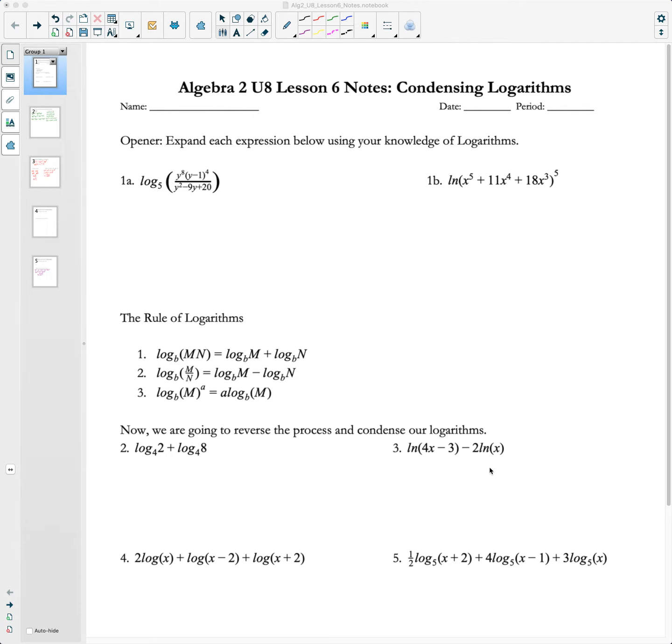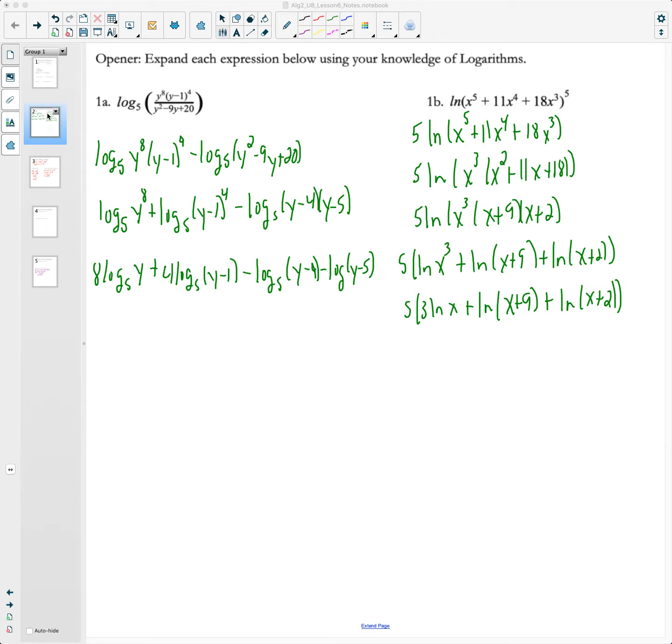All right, so let's see if you picked up on some of the subtle details here. When we talk about 1A, the major operation that we have to take care of first is that quotient. So I'm going to take my numerator, log base 5 of y to the 8th times y minus 1 to the 4th, minus log base 5 of the denominator, which is y squared minus 9y plus 20. Now, the major operator within the argument here is multiplication.